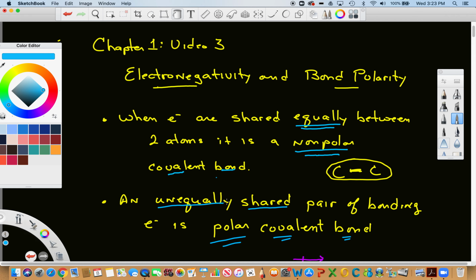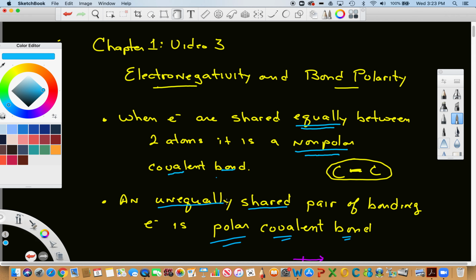So where do we get this information? So hydrogen, H2, are shared equally, because it's an s orbital overlapping with an s orbital for starters. They're going to be shared equally.